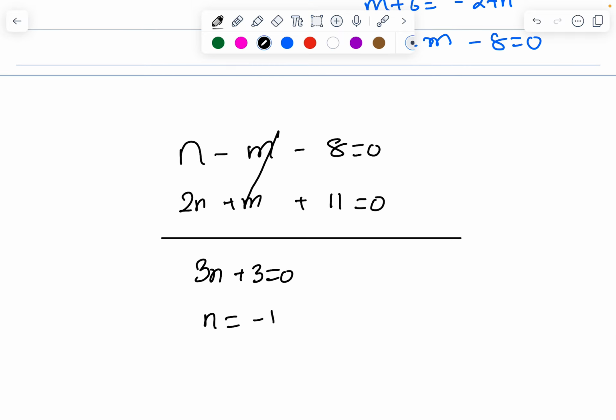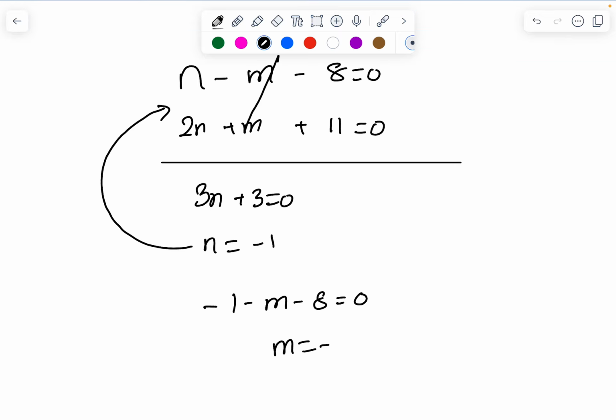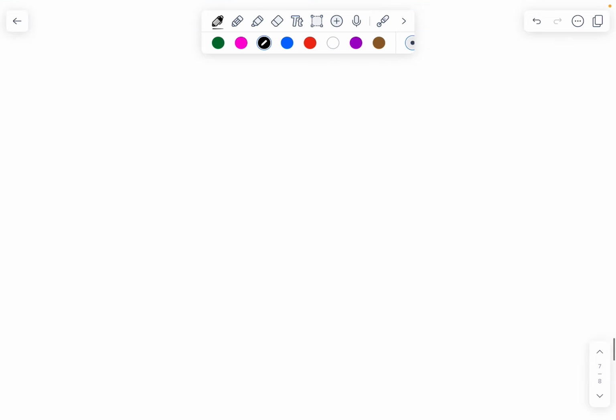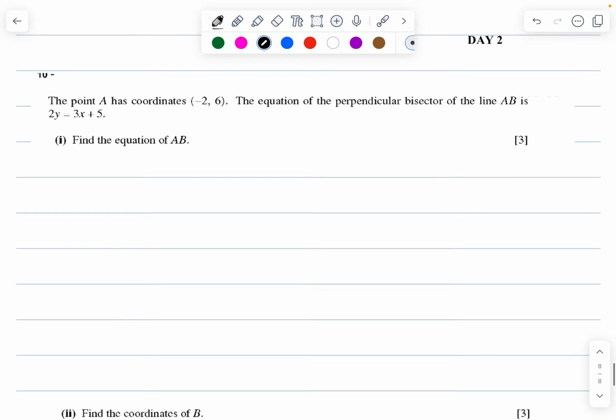Plug in n equals to negative 1 in any one of the equations. Negative 1 minus m minus 8 equals to 0. So m equals to negative 9. That is going to be the answer. Finally, question number 10. A point A has coordinates minus 2, 6. Equation of the perpendicular bisector of AB is this one. Find the equation of AB.